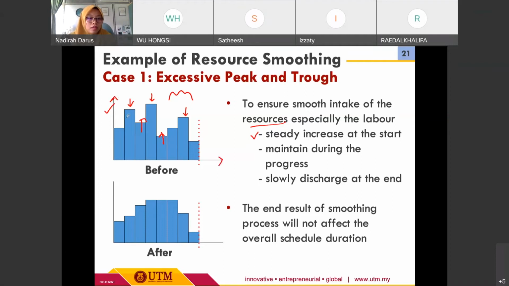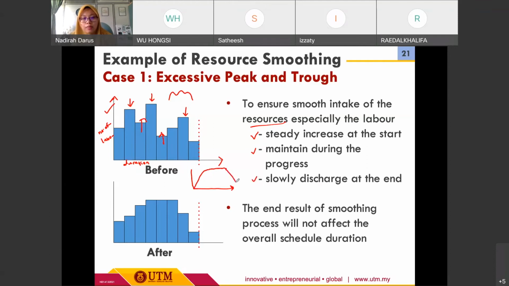Based on this figure, here we have the number of labor, or labor allocation, and at the bottom we have the duration or time, on a monthly basis. We want to ensure that there will be a steady increase at the start. So if we have the graph, we would like the allocation to have a steady increase for the labor or resource planning. Then during the progress, we try to maintain the allocation of labor at a certain level or number of labor, and at the end it will be slowly discharged.